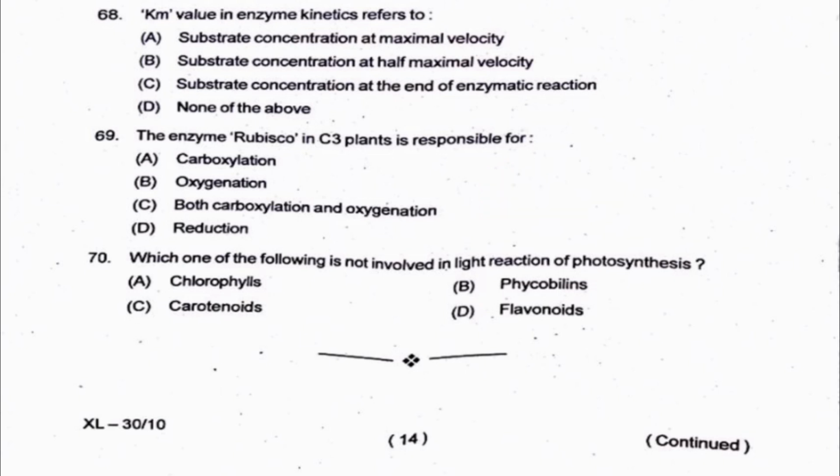Next, question number 70. Which one of the following is not involved in light reaction of photosynthesis? Option A, chlorophyll. Option B, phycobilin. Option C, carotenoid. Option D, flavonoid. So, here chlorophyll, phycobilin and carotenoid, three of them are involved in light reaction of photosynthesis. So, the correct answer is flavonoid, which is not involved in the light reaction of photosynthesis.